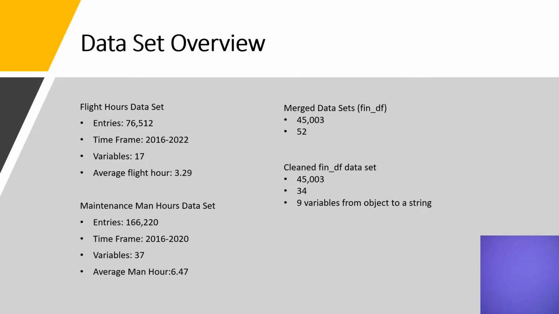The second data set, which is the maintenance man hours, is a time series that contains 166,220 entries and 37 variables that span 2016 to 2020. The maintenance man hours data set contains details in each entry of the man hours associated to each H-53 aircraft, and each entry has a single work unit code, also known as a WUC, with all associated man hours for that specific WUC.